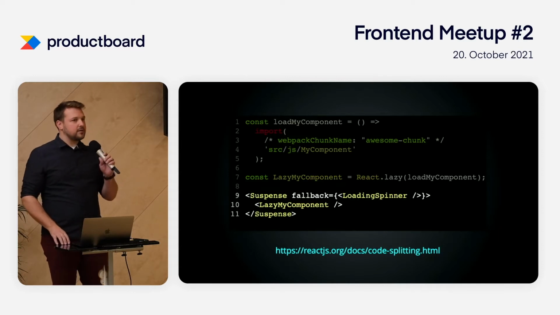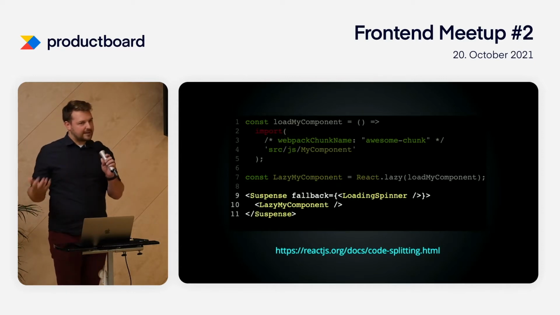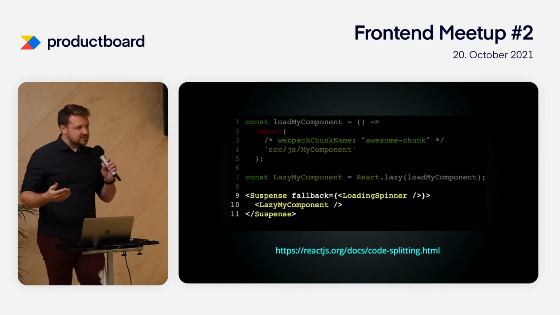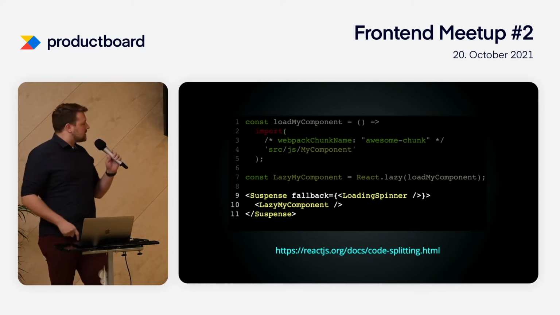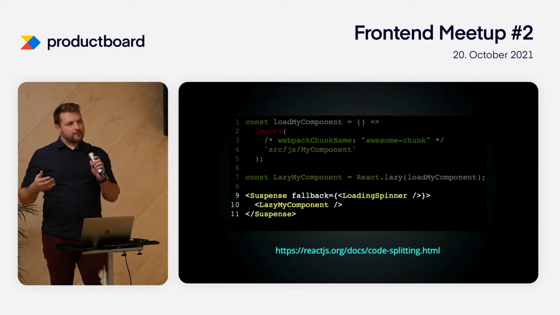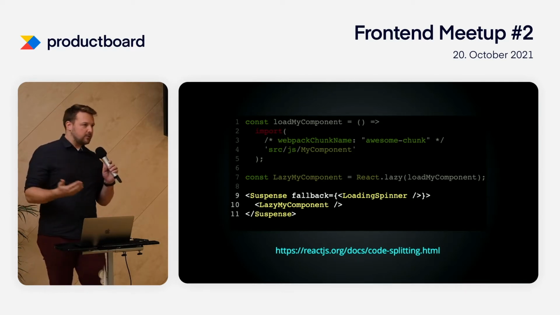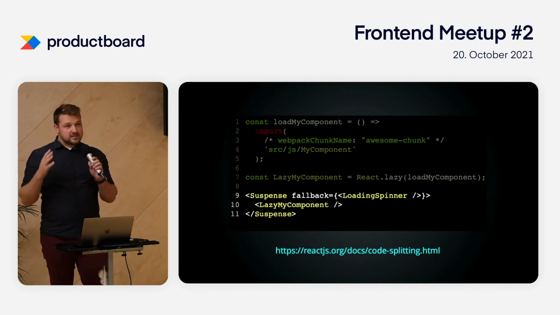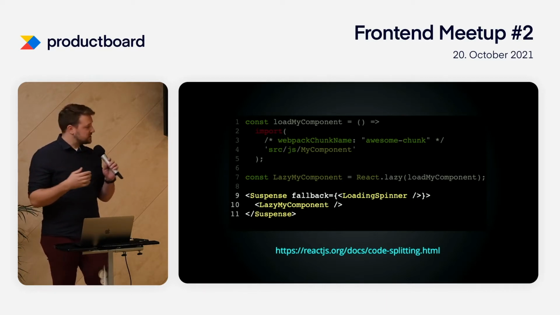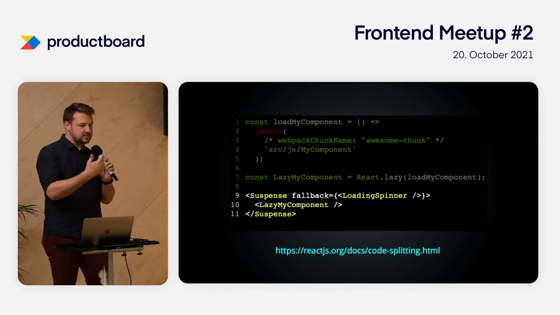This component can be used together with React Suspense. The way it works is that when it's supposed to render, Suspense will wait for the JavaScript for this lazy component to be fetched, and then it will display it. Until this is finished, it will display the fallback. In this case, it's the loading spinner.